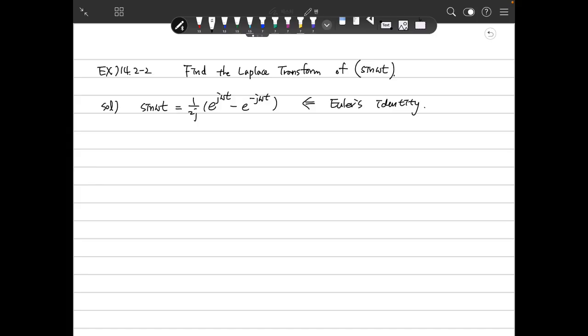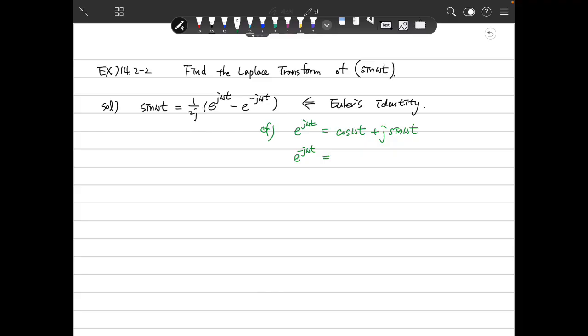You know why? We need to check it. Euler's identity is: exponential j omega t is cosine omega t plus j sine omega t. So because of that, we can define exponential minus j omega t.